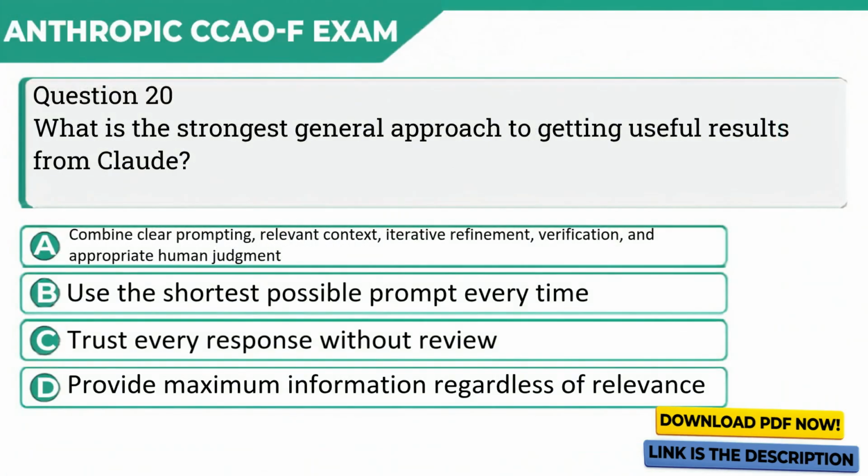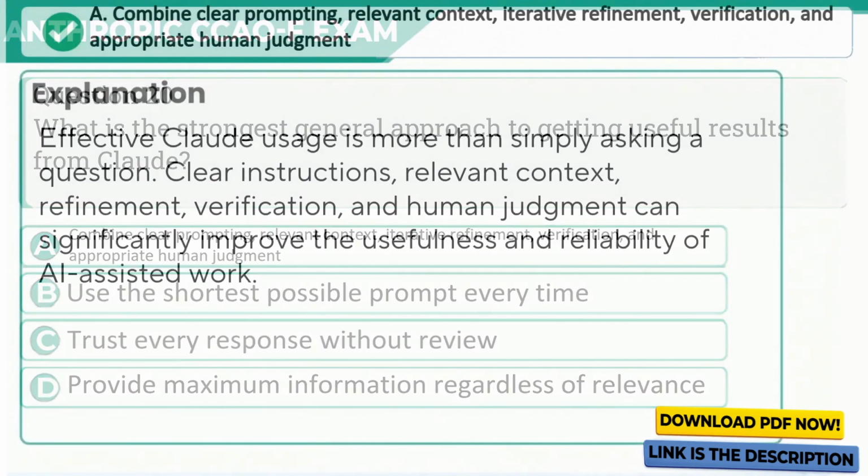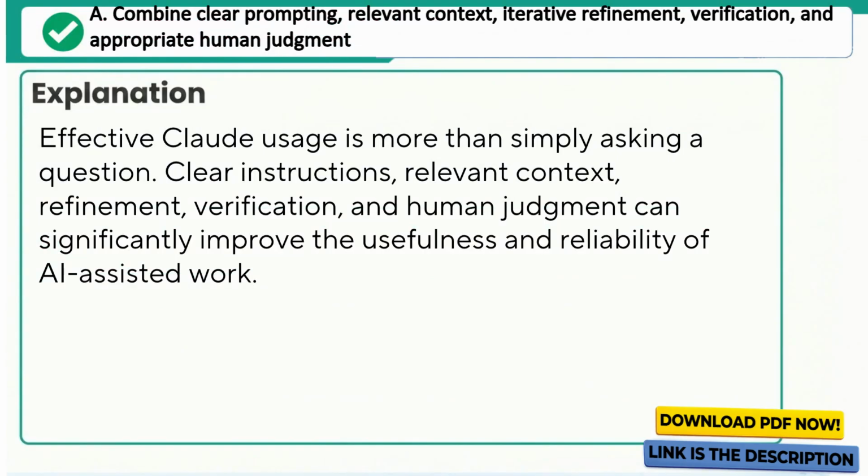Question 20. What is the strongest general approach to getting useful results from Claude? A. Combine clear prompting, relevant context, iterative refinement, verification, and appropriate human judgment. B. Use the shortest possible prompt every time. C. Trust every response without review. D. Provide maximum information regardless of relevance. Correct. Answer: A. Combine clear prompting, relevant context, iterative refinement, verification, and appropriate human judgment.